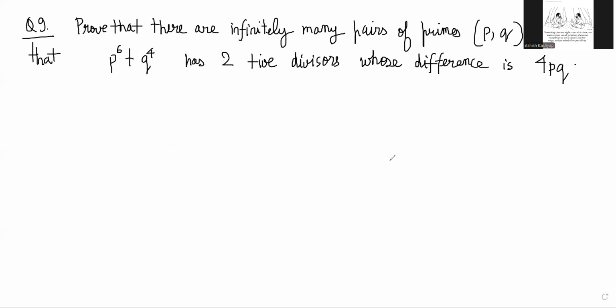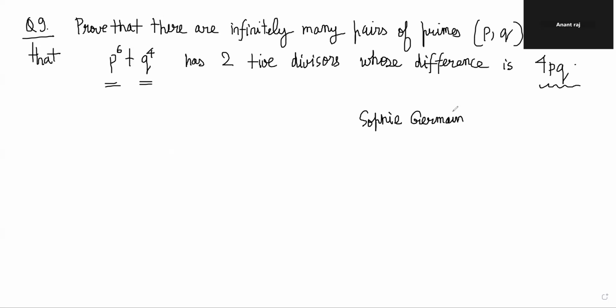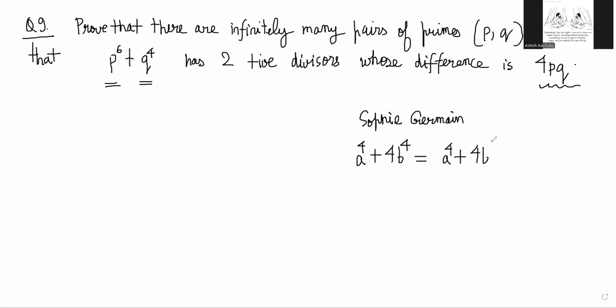So this is a problem where, seeing this type of expression and seeing the difference 4PQ, you should get a hint of the Sophie Germain identity. You know this, the factorization of this is like this. You can factorize this, you can write it like this. You can add a term to make it a perfect square and then subtract it, right?